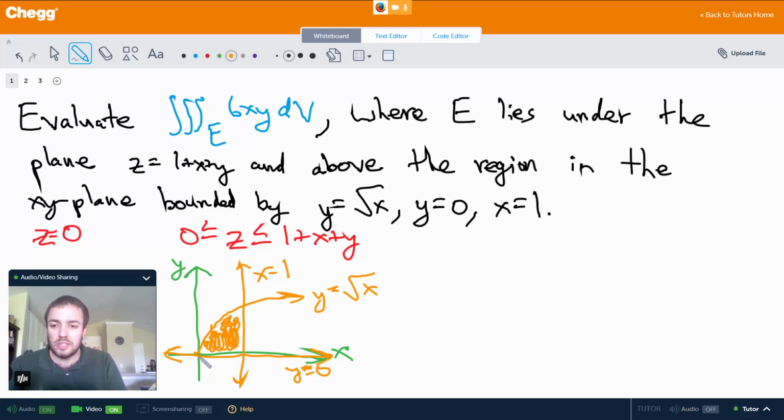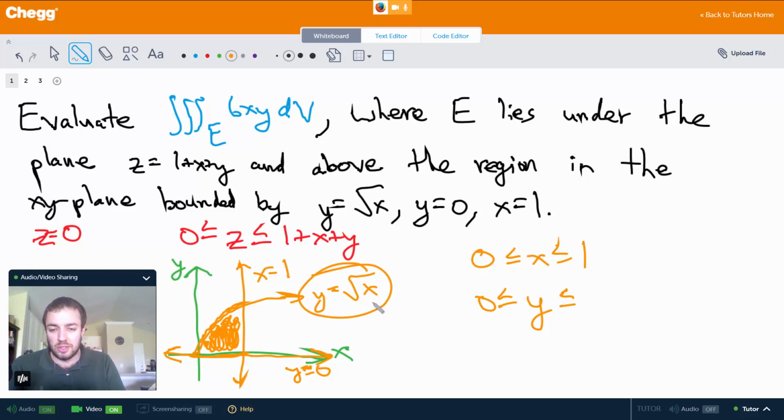Well, there are a couple of different things we could do, but to make it a little easier on ourselves, let's say x goes from 0 to 1. So 0 is less than or equal to x, which is less than or equal to 1. And how about y? As we move throughout this region, we see that y is bounded below by 0 all the time, and y is always bounded above by the square root of x. So the upper bound on y is variable, not a constant, it's the square root of x.